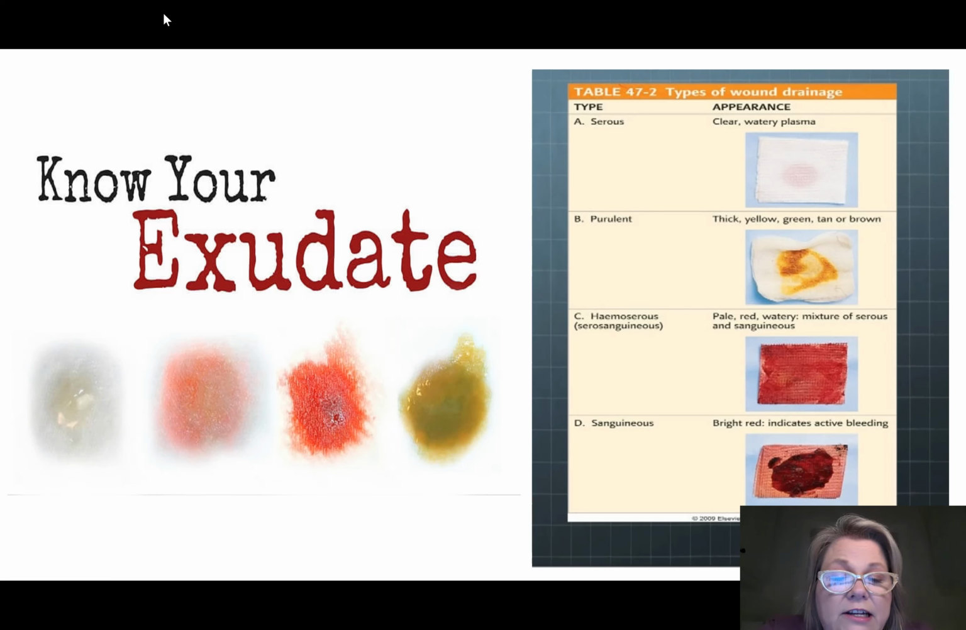And then you've got D, your sanguinous, which is bright red, indicates active bleeding. Make sure you understand that sanguinous is active bleeding. So when you're looking and changing, you've not gotten into dressing changes this semester, but you will definitely get into it next semester. So I wanted to make sure just to kind of show you this so you'll understand what they're talking about.